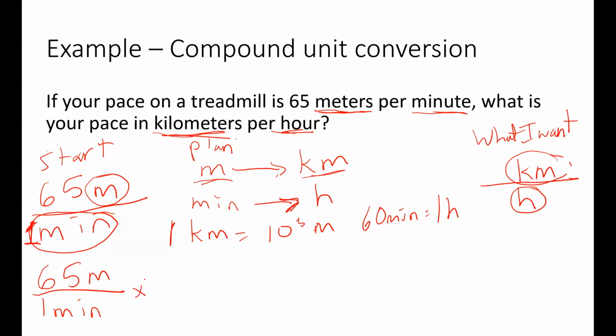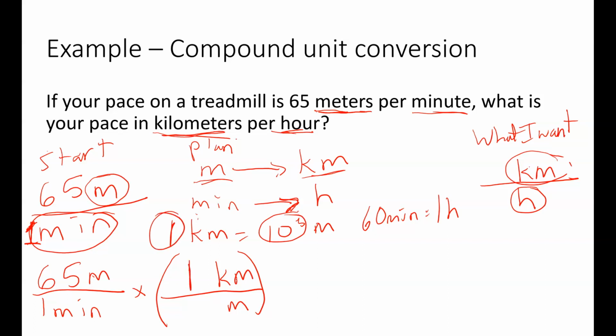So just like before, we're going to multiply by a fraction. We want to get rid of our meters and end up with kilometers. Meters is on the top of the fraction here, so we're going to need to put meters on the bottom here. Kilometers is what we want, so that's going to be on the top of my fraction. Then I can just pull my numbers from the problem. 1 kilometer, 10 to the third meters. That's going to get rid of my meters and give me kilometers.